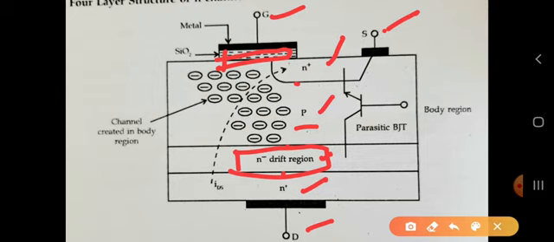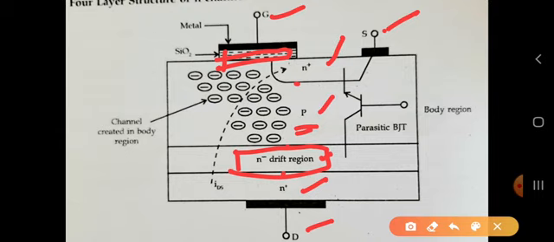Sorry, this is the P type layer here, and at the gate, in between the P layer and the gate, there is SiO2. So this acts as an insulator. This is called an insulator, a purely dielectric material. Why we are using this, we'll see again in the next explanation.